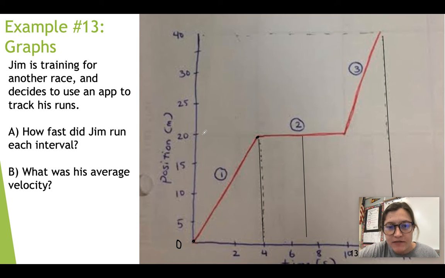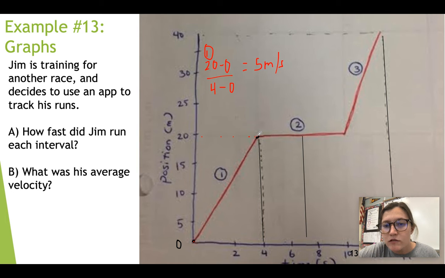We reach a position of 20 meters at t equals 4 seconds. To find the slope, we take y2 minus y1. y2 is 20 meters minus the initial y coordinate, 0, over x2, which is 4 seconds, minus x1, which is 0 seconds. So our slope there is 5 meters per second for segment 1.